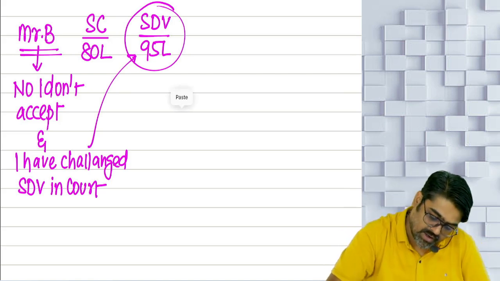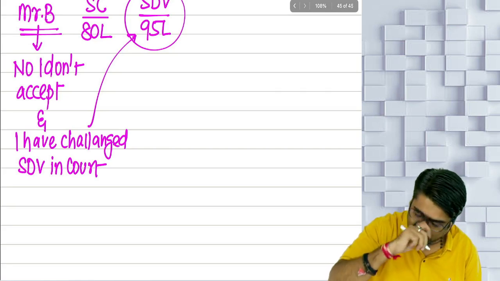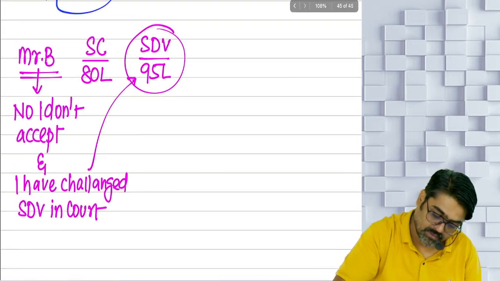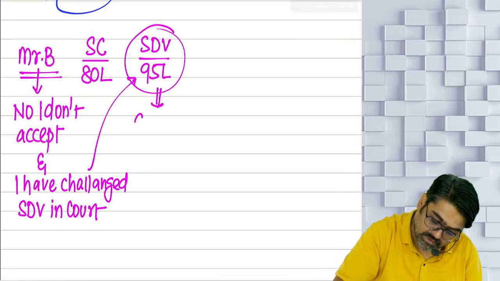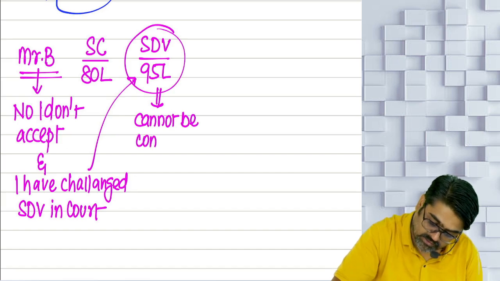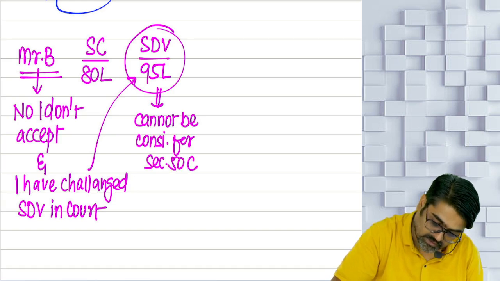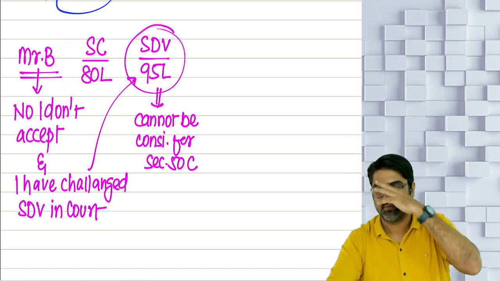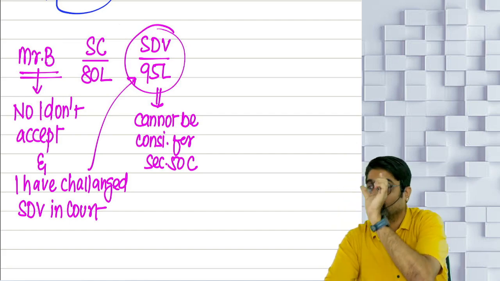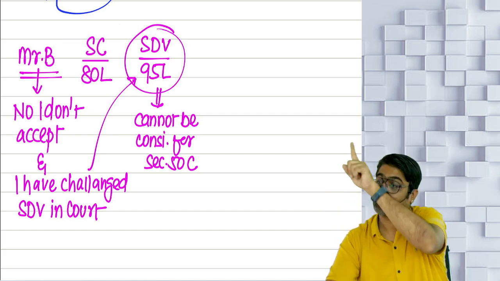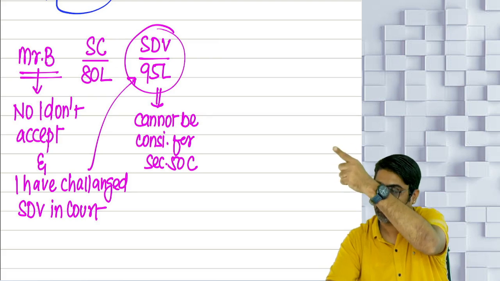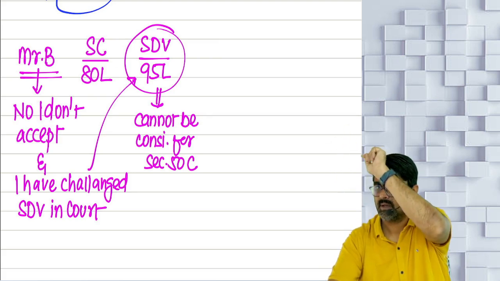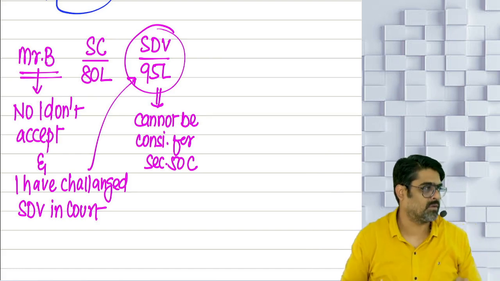So if the stamp duty value is challenged by the assessee in the court, this stamp duty value cannot be considered for section 50C. Meaning comparison of this stamp duty value with sale consideration cannot happen. Why? Because this amount was a subject matter of court appeal. Now, whatever the court will decide, that will be accepted by the assessee as well as the registrar. And that value we can take for 50C also.